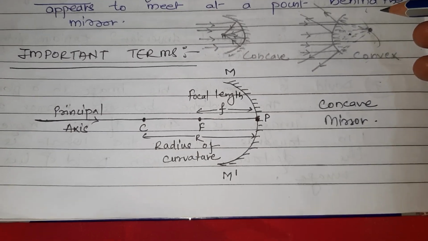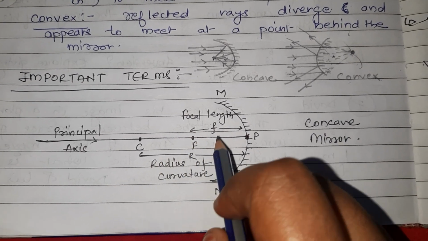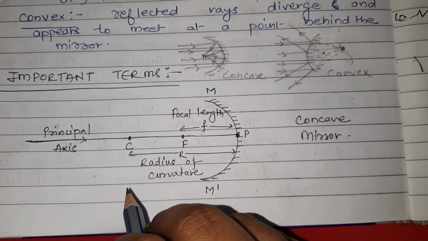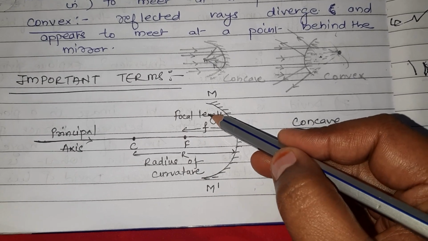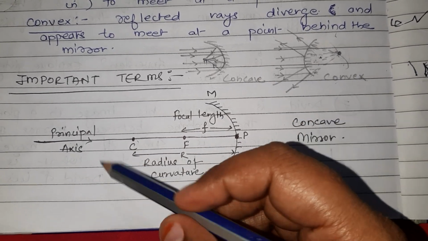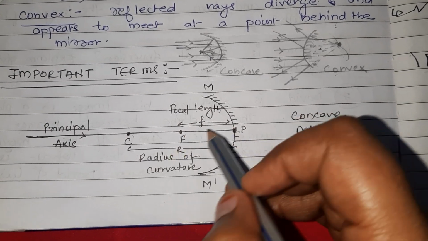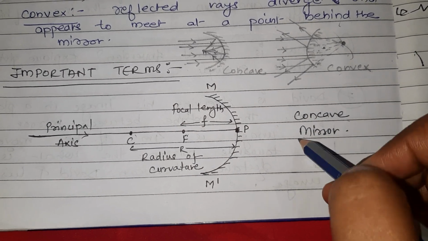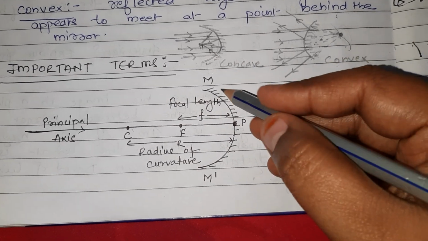After this, we are going to learn about some important terms related to the mirror before starting the ray diagrams, as well as how the reflection takes place from the spherical mirrors. So we will learn these important terms. The important terms are aperture, focal length, focus, center of curvature, radius of curvature, principal axis, and pole. We will learn all these important terms with respect to concave mirrors as well as convex mirrors. So first we will learn with the help of concave mirrors. First we will start with the aperture.